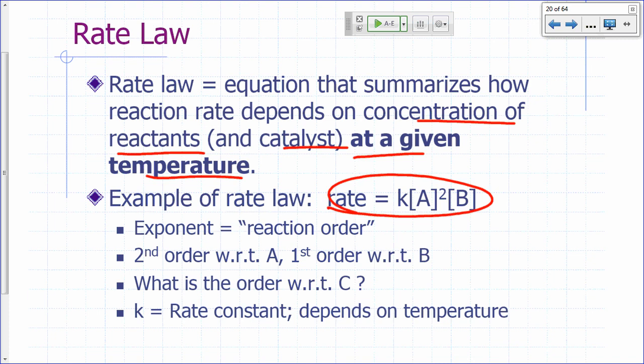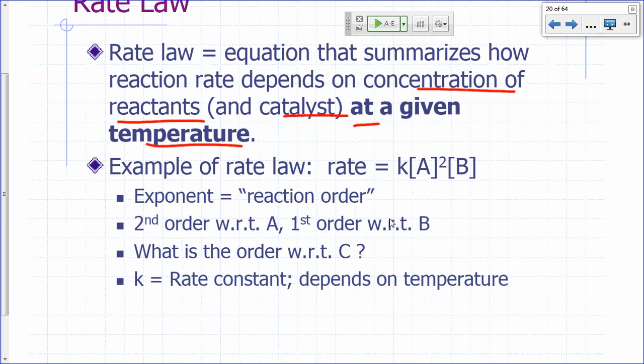A rate law is typically expressed like this. It's equal to some constant times the concentrations. Okay, so the concentration of A here is squared, and then you have the concentration of B. This is an example of a rate law. They're not all like this. Okay, it depends on what your reaction is. In fact, A and B here are just fictitious symbols.